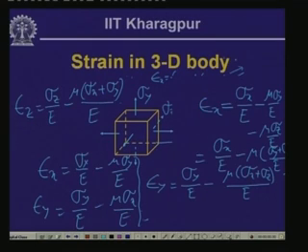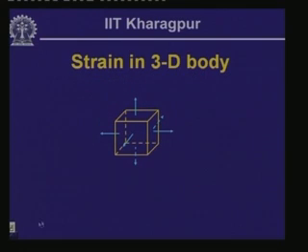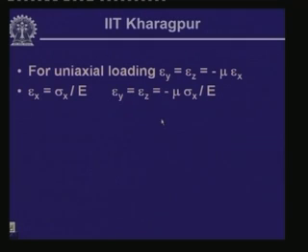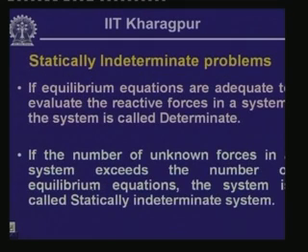So, this is in fact a generalized form of Hooke's law, which is applicable in case of a three dimensional body. So, in the three directions, epsilon x, epsilon y, epsilon z, the strains can be represented in terms of the stresses sigma x, sigma y and sigma z, and in terms of the modulus of elasticity E. Well, these are the aspects we have discussed.